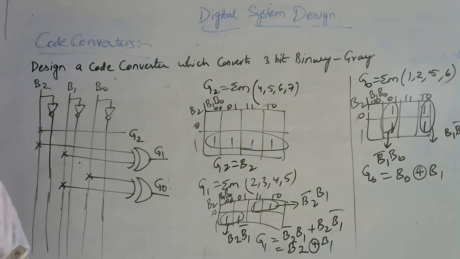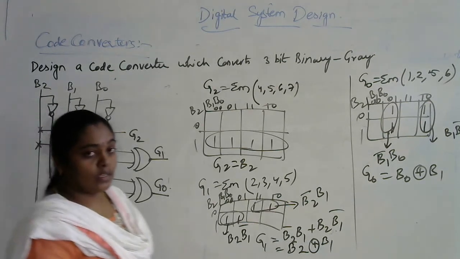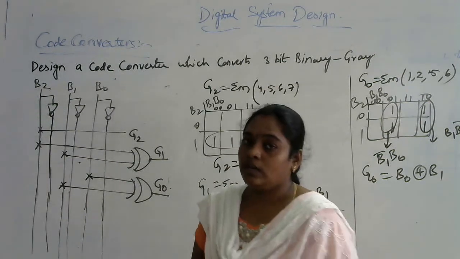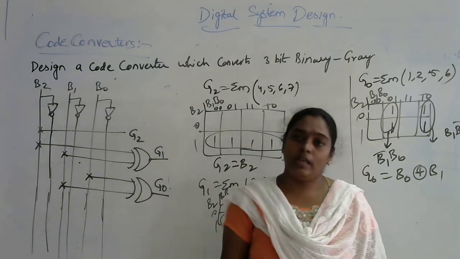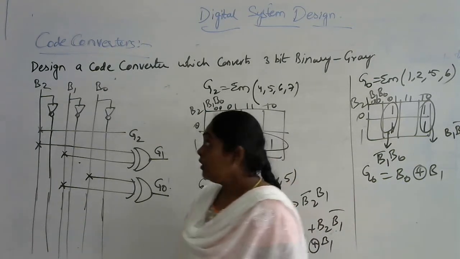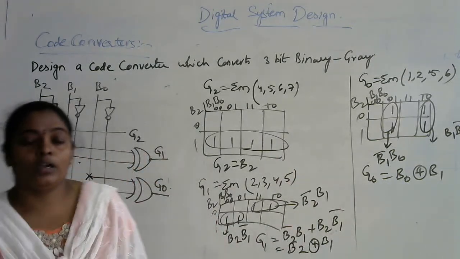Then simplify the k-map, and after simplification we will be getting the simplified expression. From that expression we need to draw the logic diagram by using AND, OR, inverter gates or XOR and XNOR gates. This is how to design a code converter.